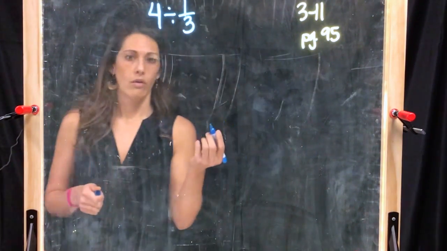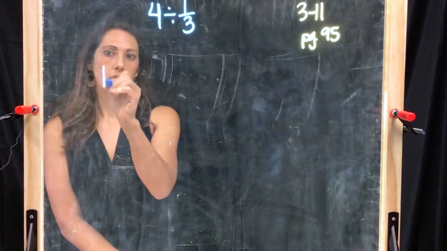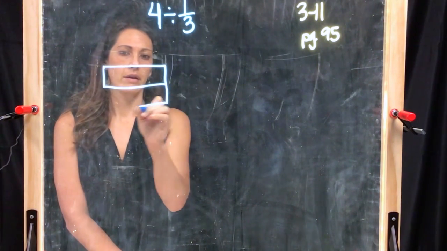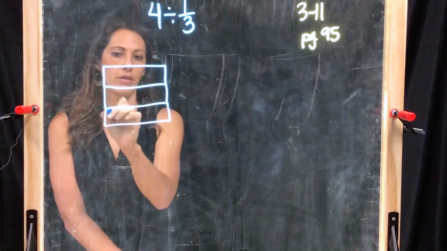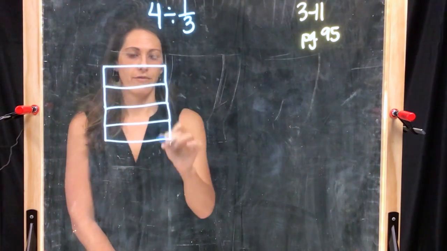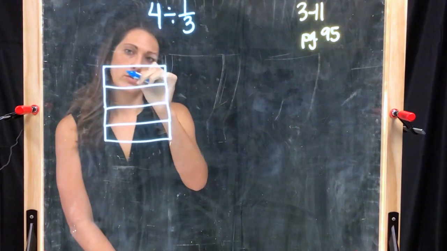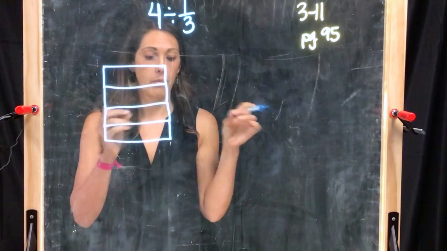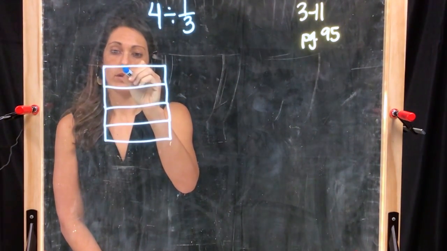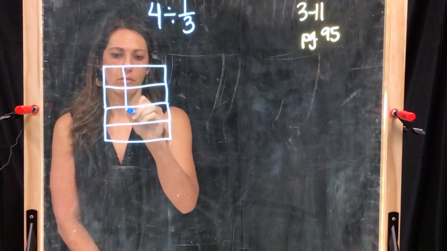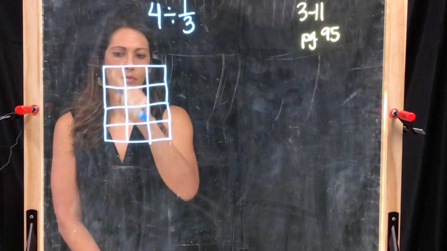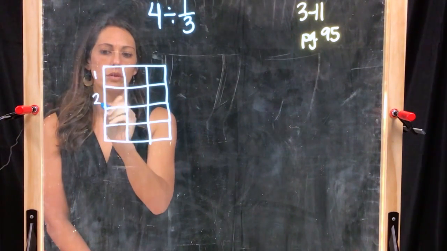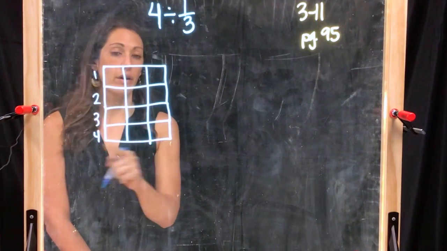Okay, so I know if I've got 4 yards, I'm going to put the 4 yards here. 1, 2, 3, 4. I have 4 yards, and I'm going to cut them into thirds because it takes me 1/3 of a yard to tie a bow on a present. So I'm going to go all the way down into thirds. 1, 2, and I have 1, 2, 3. Okay, those are thirds. Each piece, this is 1 whole, 2, 3, 4, 4 whole yards.